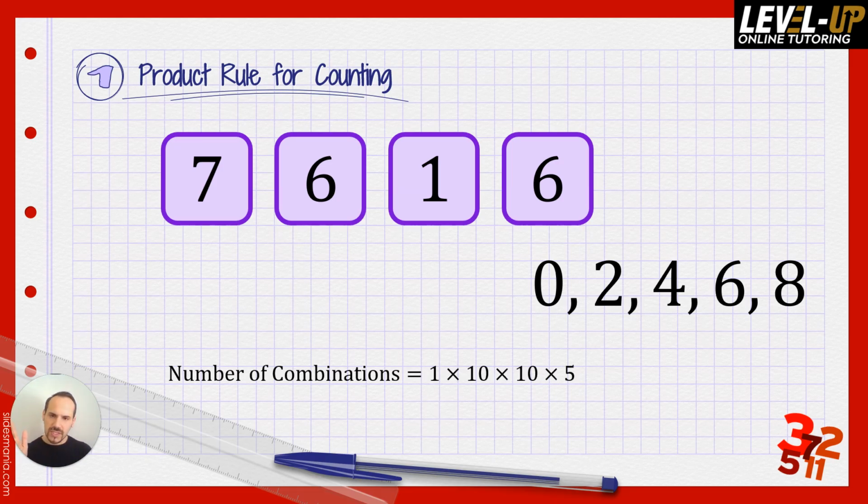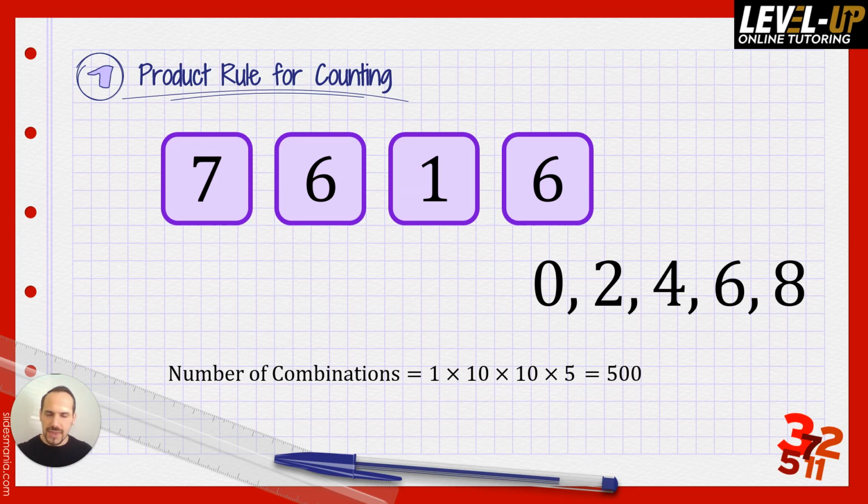So the total number of combinations is going to be this. We've got 1 option for the first. The next 2 could be any number, so we've got 10 options for each. And then the last one only has 5 options. And so what we'll find is we have 500 combinations that we can make given these constraints.